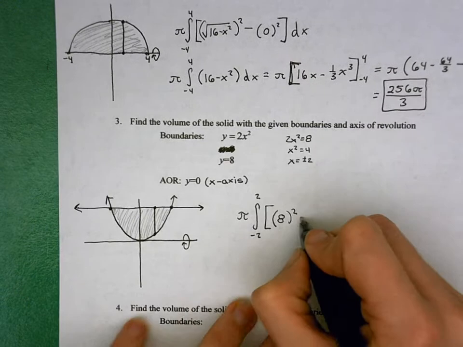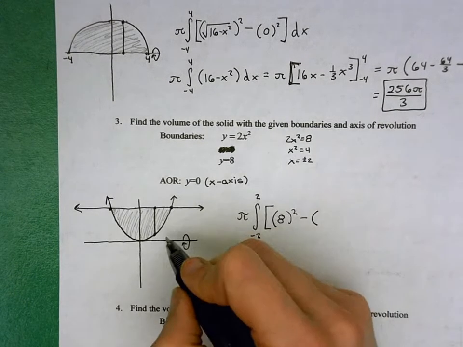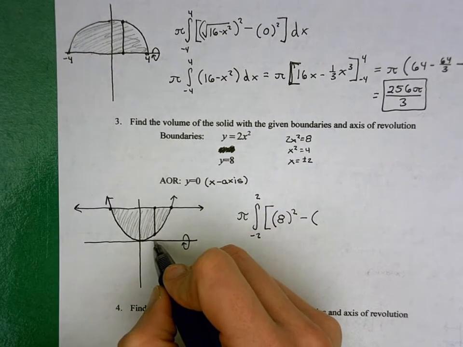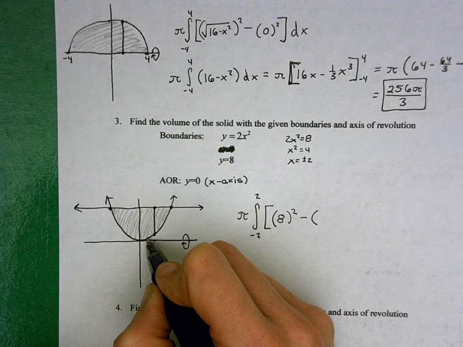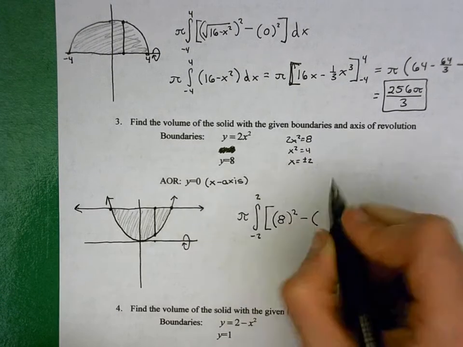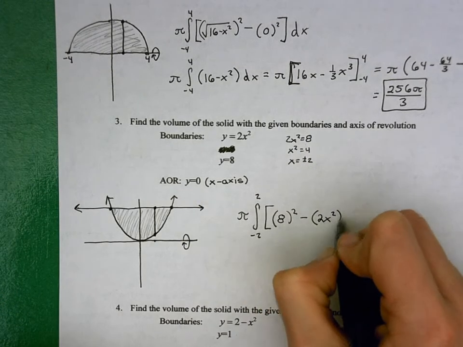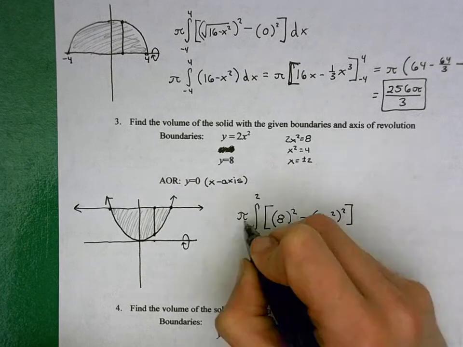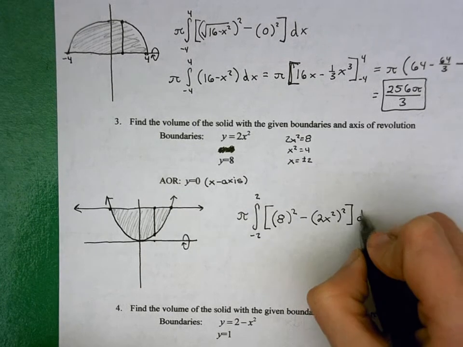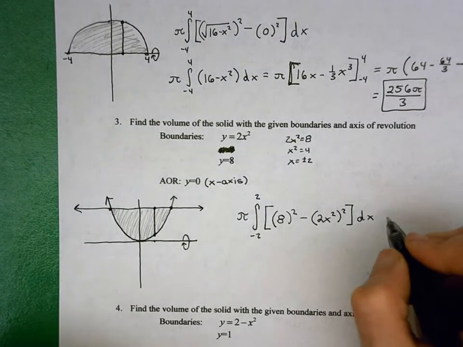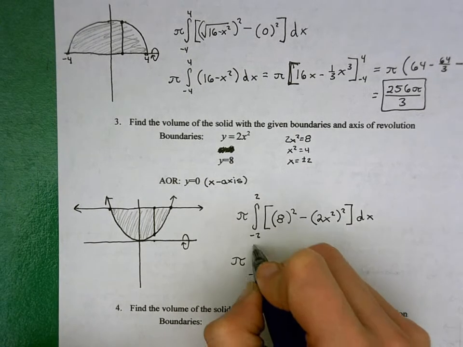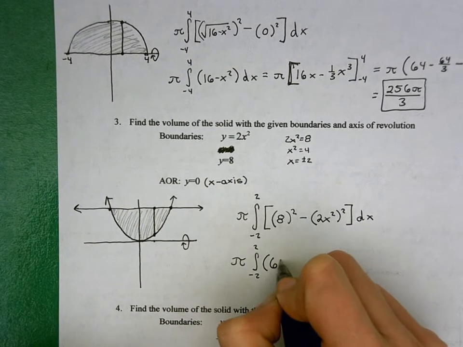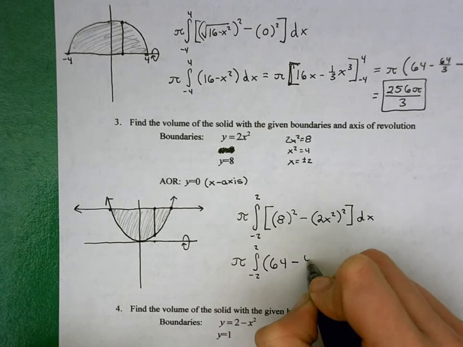minus our lower, or a small r I should say, and our small r is the distance from the axis of revolution to that closest point, right? What's the distance from the axis of revolution to there? Well, that's this lower graph, which is our 2x squared. And square it, right? Pi r squared, area of a circle, dx. Okay, so we have pi, integral from -2 to 2 of 64 minus 4x to the 4th.